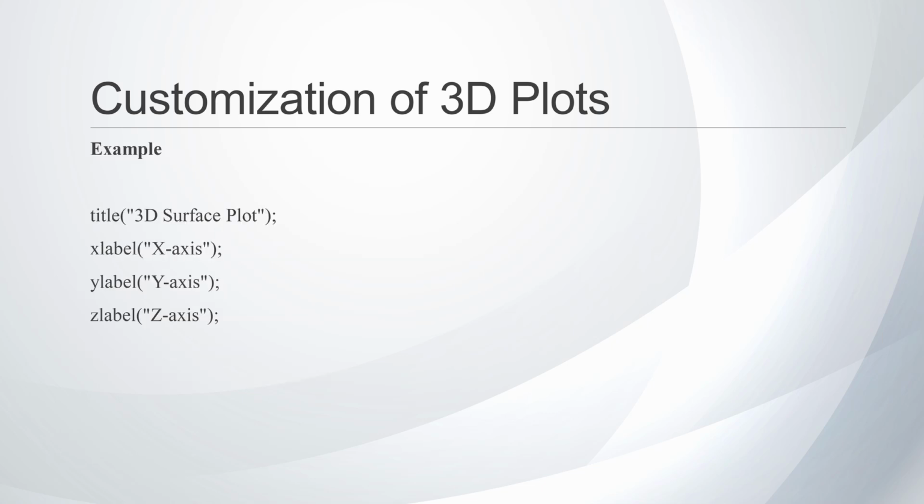Here is an example of enhancing a 3D plot. After plotting a 3D graph, we can add a title using title, "3D surface plot". We label the axes with xlabel X axis, ylabel Y axis, and zlabel Z axis to make the graph easier to understand. This small customization makes 3D visualizations more readable and professional looking.